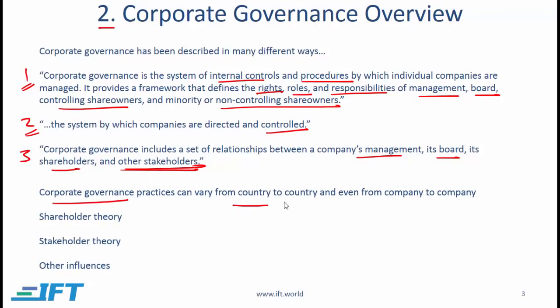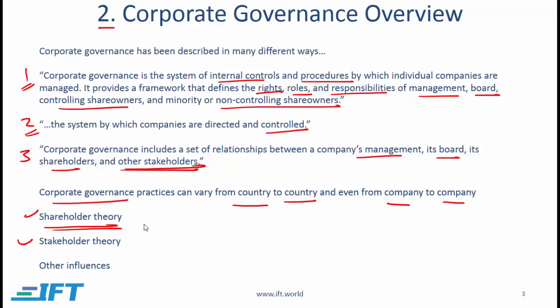Now, given the different definitions of corporate governance, it is easy to imagine that corporate governance practices vary from country to country, and in fact, even within a particular jurisdiction, corporate governance practices can vary from company to company. Very broadly speaking, there are two major theories which define specific corporate governance practices. One theory is the shareholder theory, and this is the traditional theory which says that the most important responsibility of a company's managers is to maximize shareholder returns.